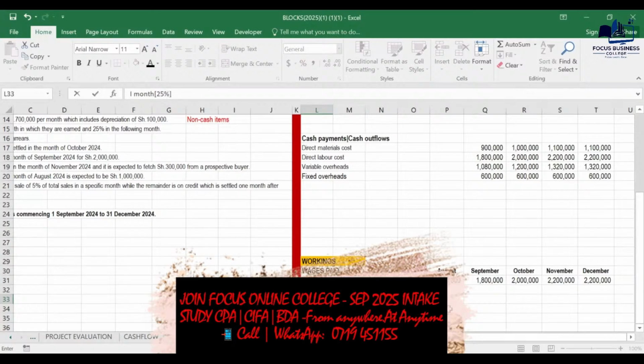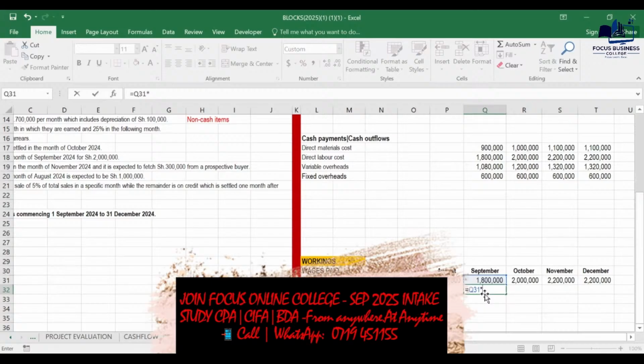So here, the wages to be paid in September. Remember, in our case, we're interested in the wages to be paid in September all the way to December. So the amount to be paid here will be equivalent to this one times 0.75.